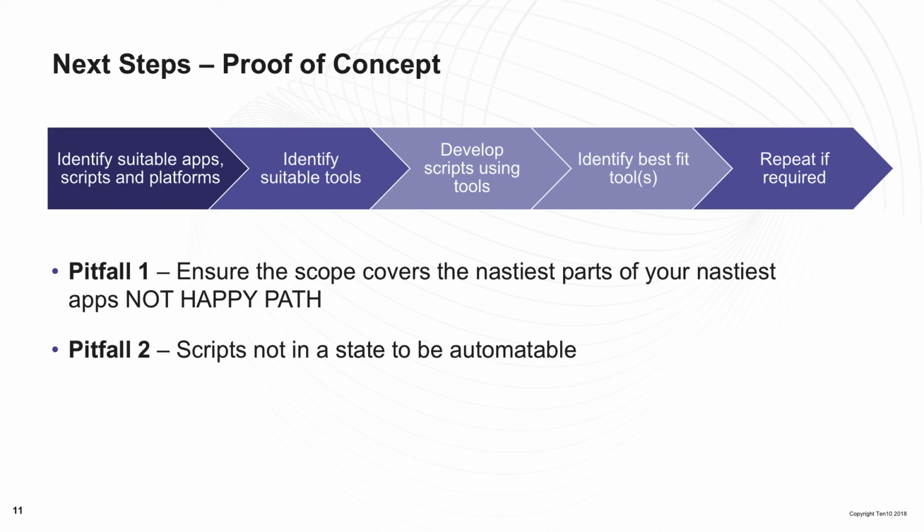Secondly, pitfall 2 is around scripts not being in a state to be automatable. I mentioned before that you need scripts which can be identified easily, that can be picked up by different members of the team without necessarily needing a lot of application or domain knowledge, because you may at some point find yourselves bringing in individuals, perhaps from development teams, perhaps from other parts of the business, perhaps from an external business, who have an understanding of those tools and are able to automate those for you. But that will only work if those scripts are able to be picked up and run by somebody else.